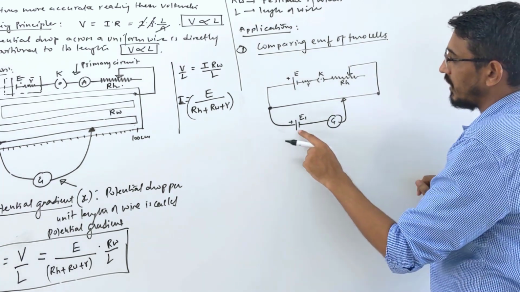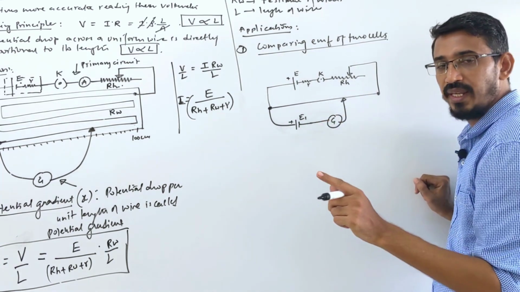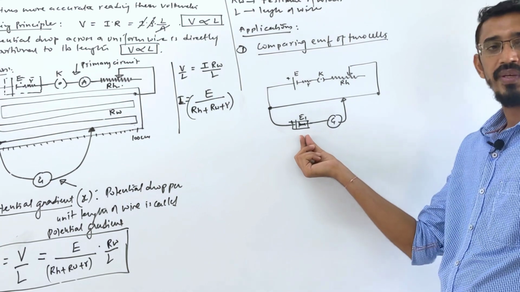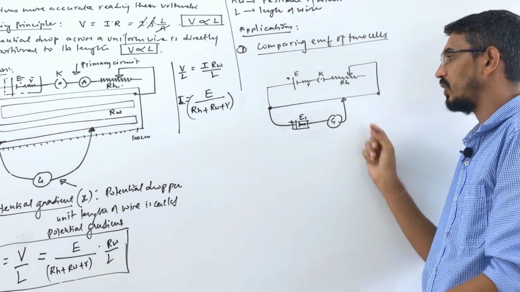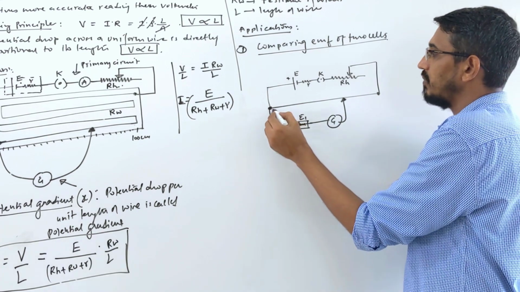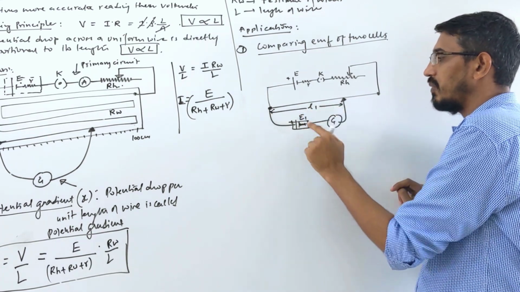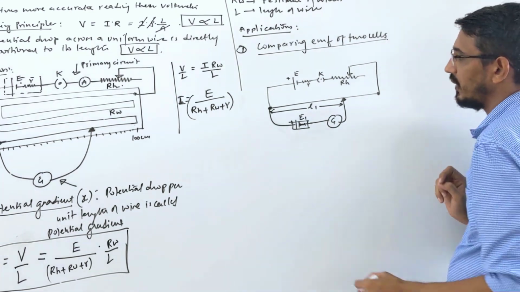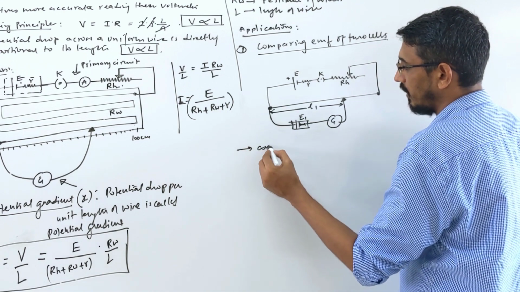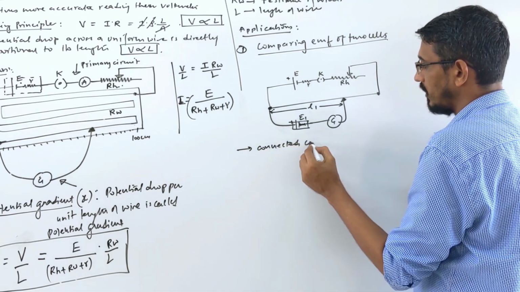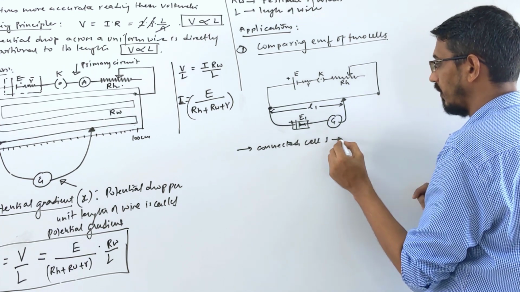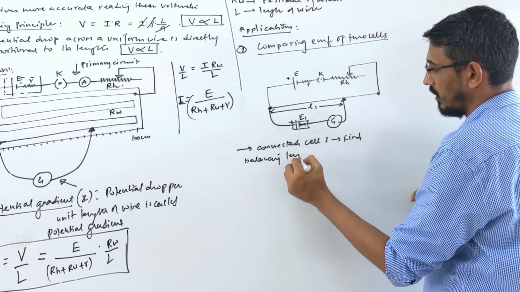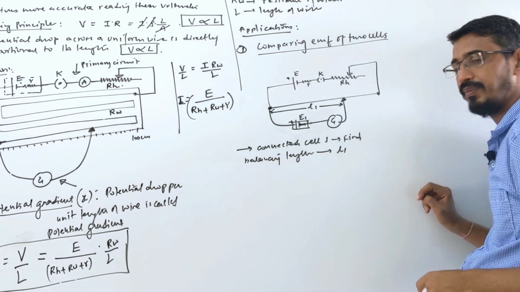So watch carefully. You have a cell of EMF E with some internal resistance, we don't worry about that. This cell you have connected here, and with the help of a galvanometer and jockey you are finding the balancing length. At some balancing length, suppose L1, the EMF of this cell gets balanced, which means the galvanometer shows no deflection. So connect cell 1, find the balancing length. It's a very simple process. That length you got is L1.